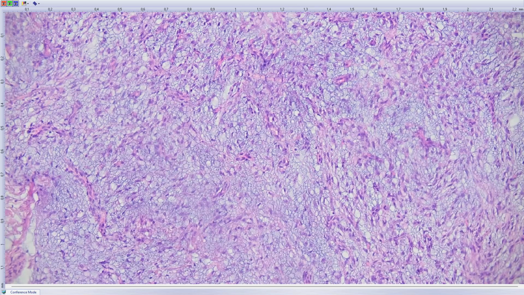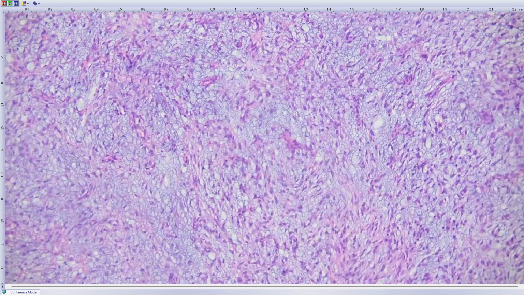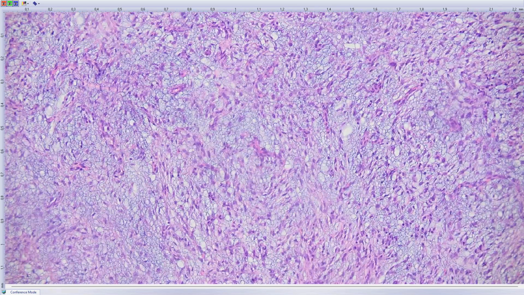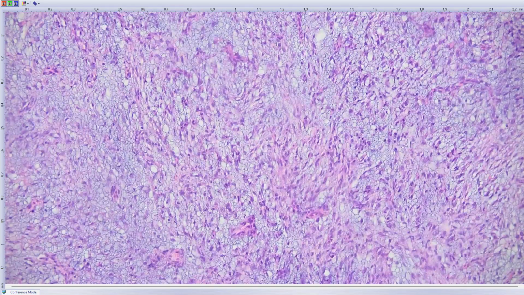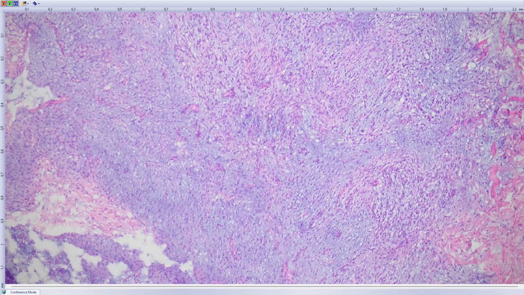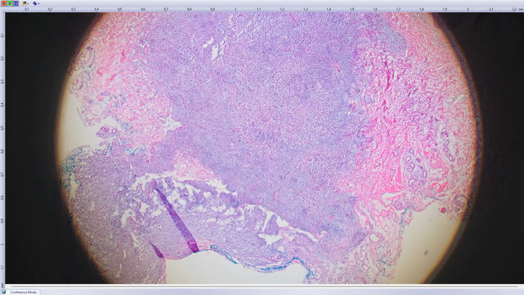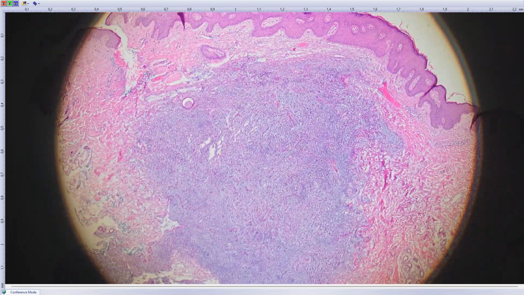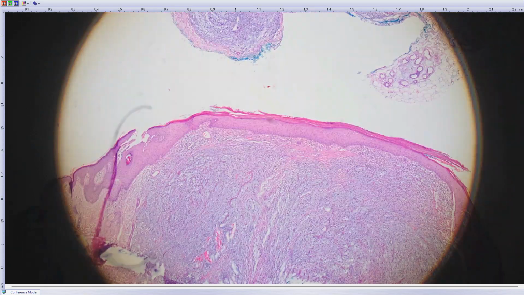And when you go on higher power, the tumor cells are very bland, without atypia, without mitosis, typically spindled or stellate in appearance. Occasionally you can see dispersed neutrophils. And this is superficial angiomyxoma, sometimes called cutaneous myxoma.